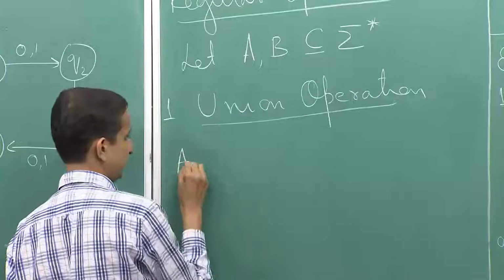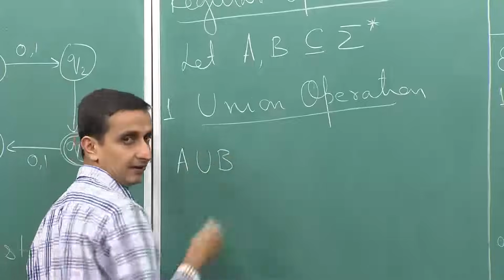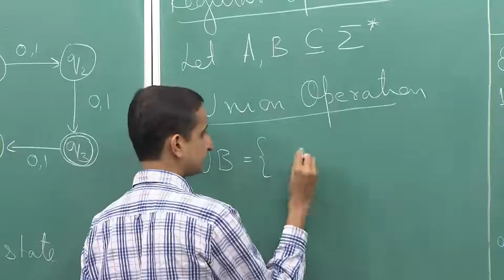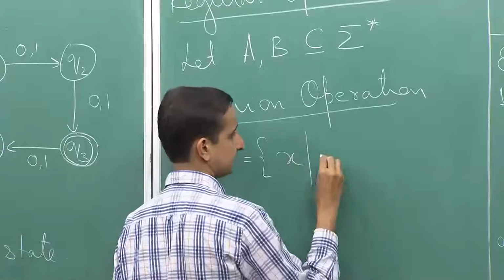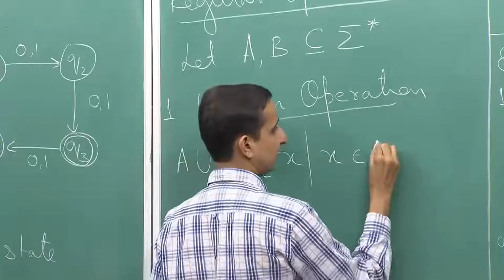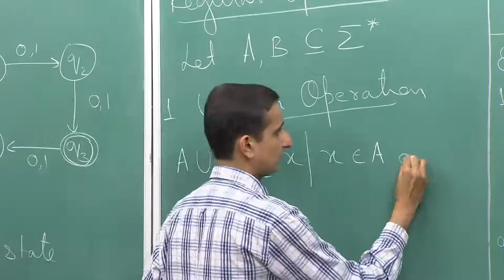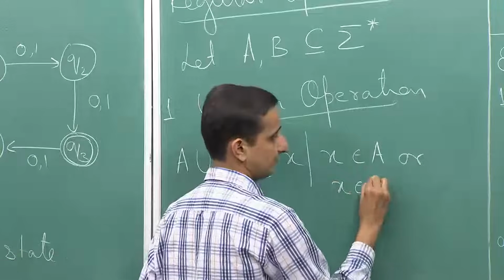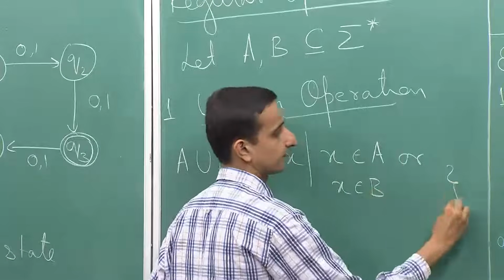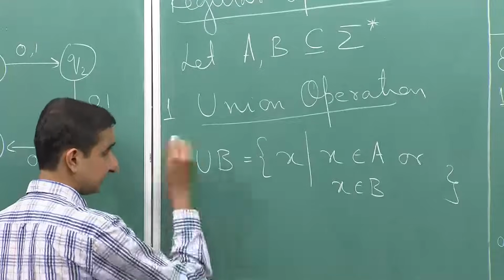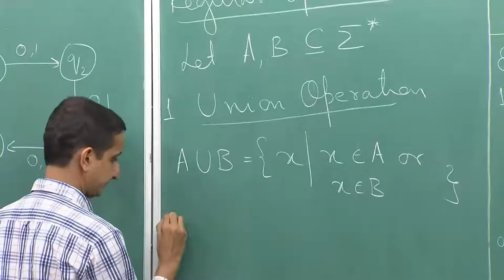So, we define A union B in the natural way. A union B consists of all strings x such that x either belongs to the language A or x belongs to the language B. Okay. The next operation, so this is something that you have seen.